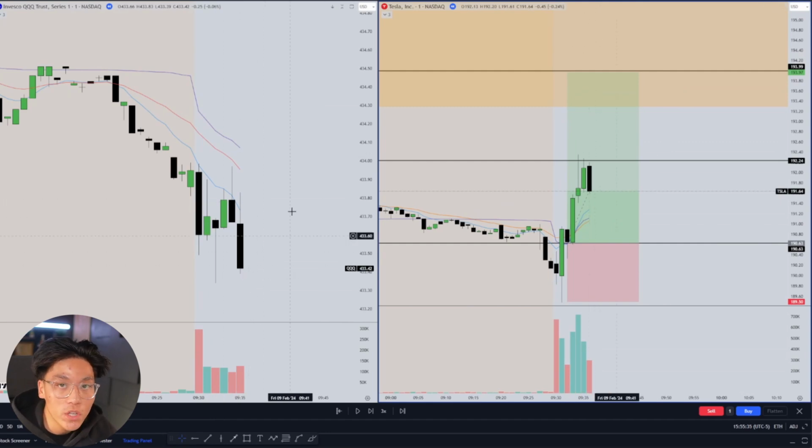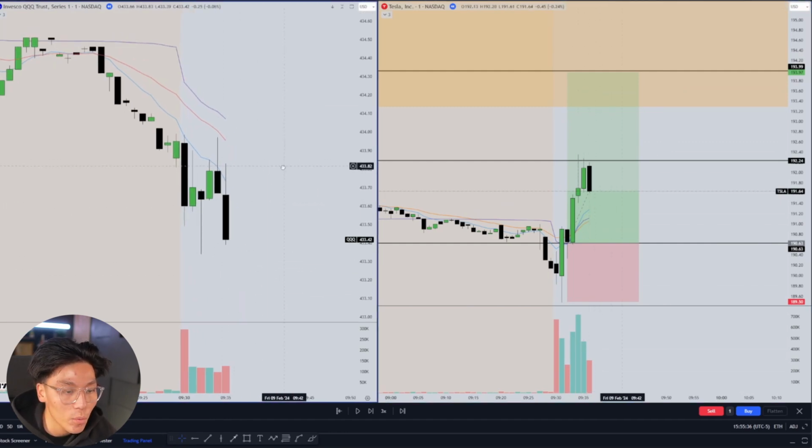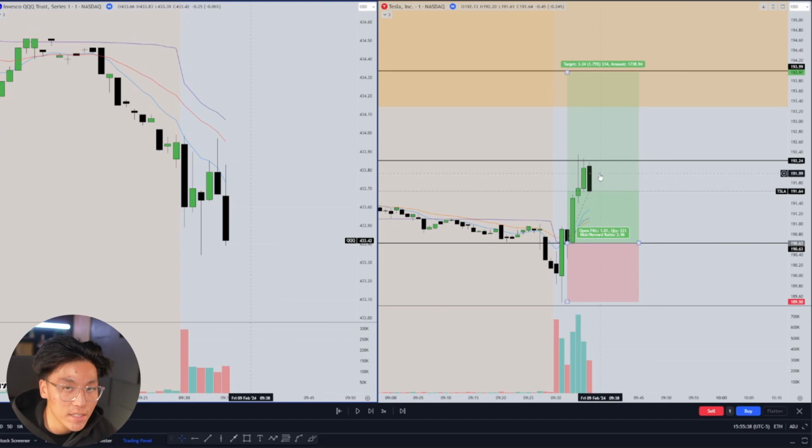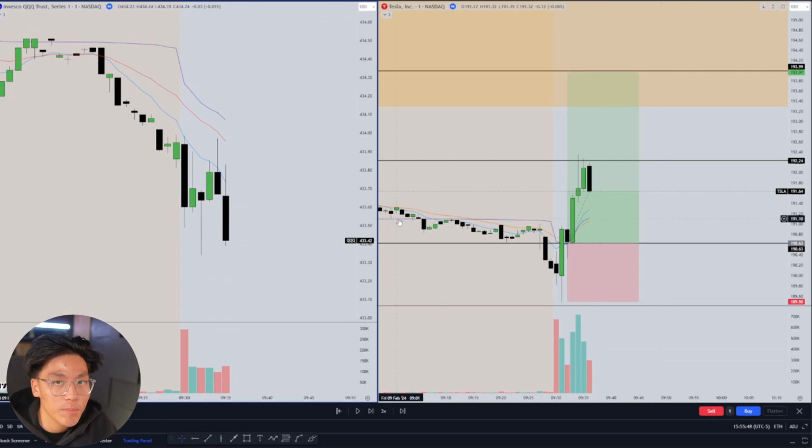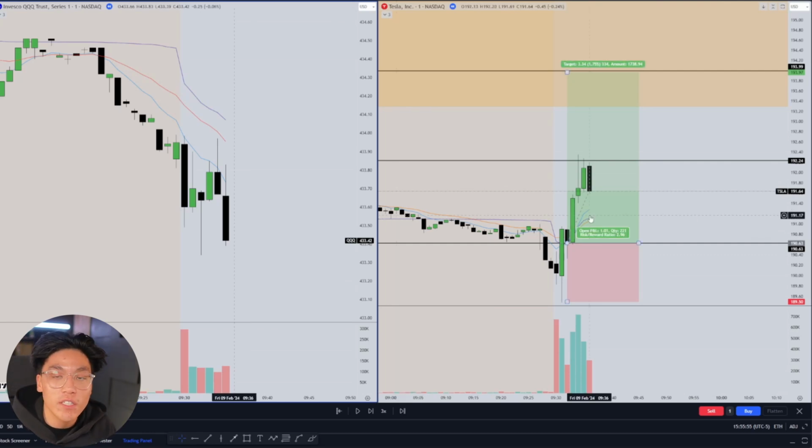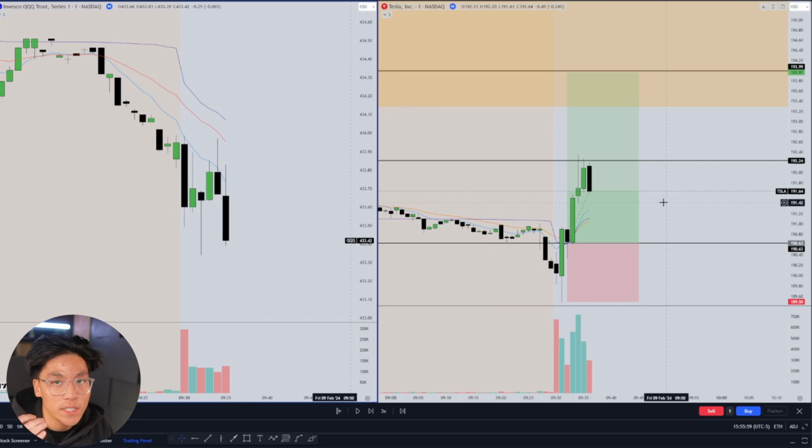So if the QQQ starts to end up going back up for a reversal, you know that Tesla is most likely going to launch towards the upside because it's relatively strong. So Tesla is the leader towards the upside. If the market wants to head back up, Tesla is most likely going to launch higher. Essentially, based off of the first 5 minutes, you know that if the Qs end up reversing back towards the upside, Tesla is most likely going to end up launching higher as well.